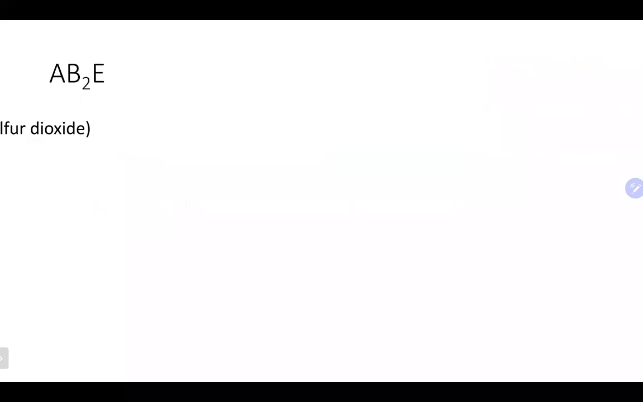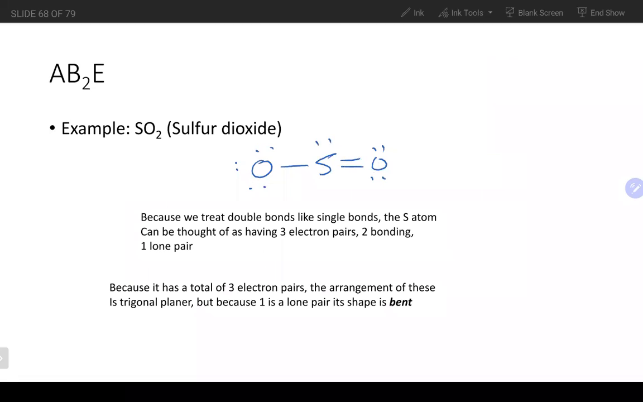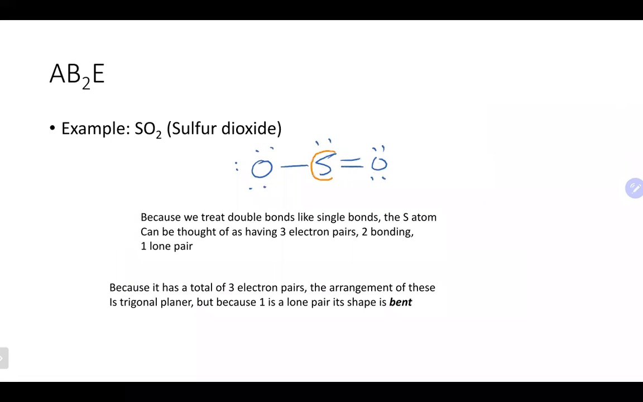So let's take a look at this here. Sulfur dioxide is an example of that. And if we drew sulfur dioxide, it will look something like this. So in this particular case, we are going to look at the central atom, which is the sulfur here. This sulfur has how many electron pairs around the central atom? It does have 3. It has 1 here. It has 1 here. Doesn't matter if they're lines or dots. And our double bond only counts as 1. So this is 3 electron pairs.